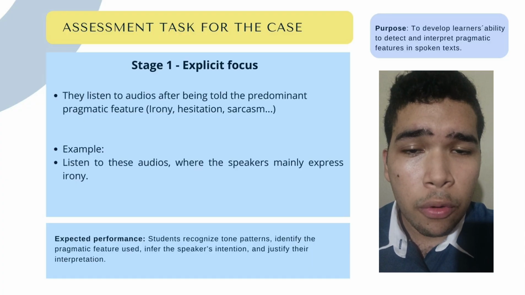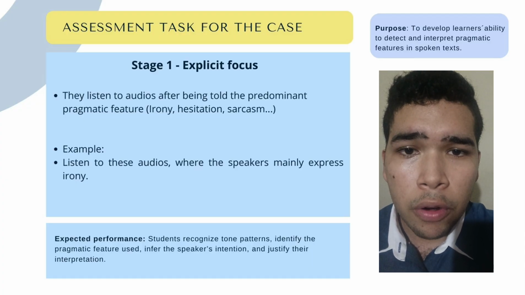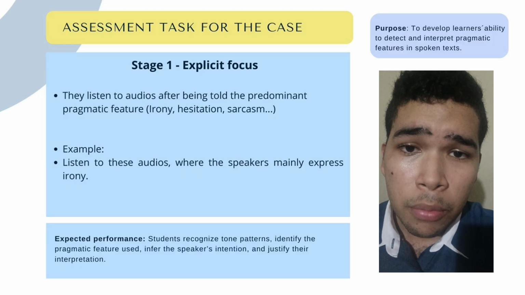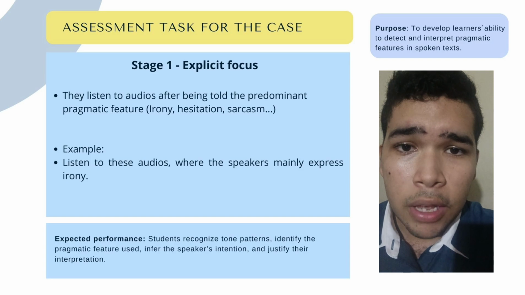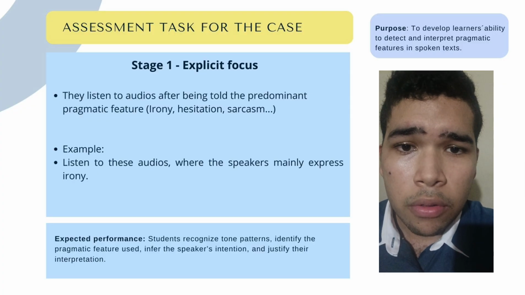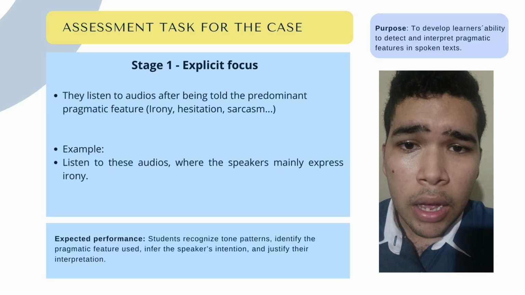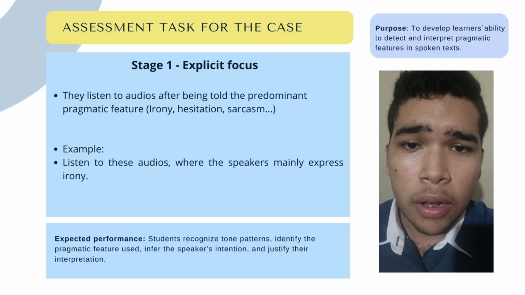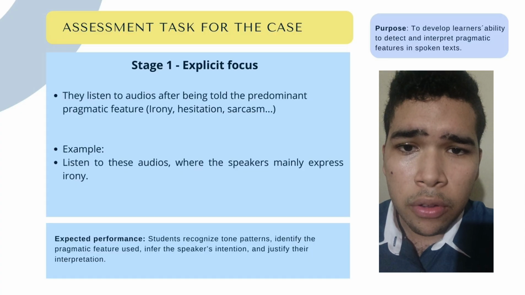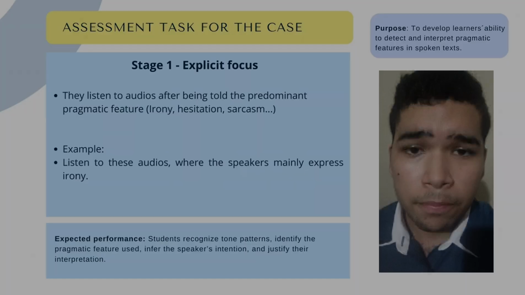So for stage number one, we want to move from an explicit focus to an implicit one, gradually, because they firstly have to get familiarized with every specific pragmatic feature. So for example, listen to these audios where the speakers mainly express irony. All these audios express irony, and they can recognize or identify what tone is used, how the speaker uses their discourse. This is a very important stage to start.